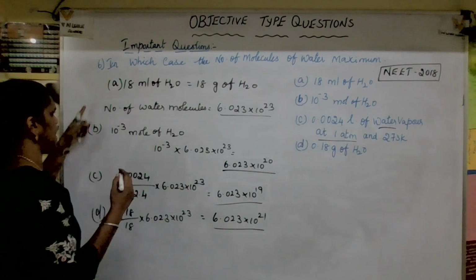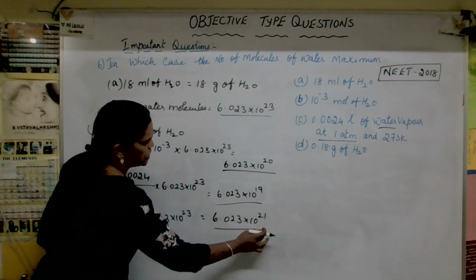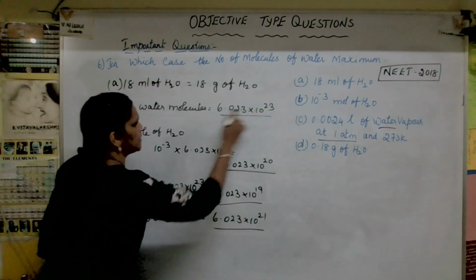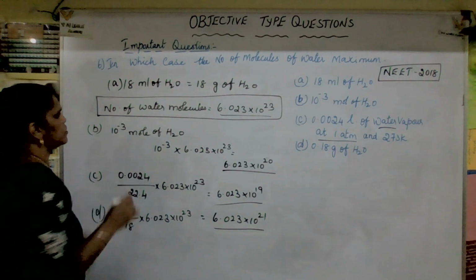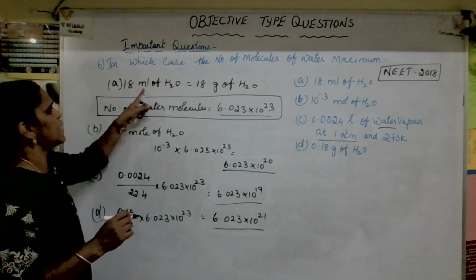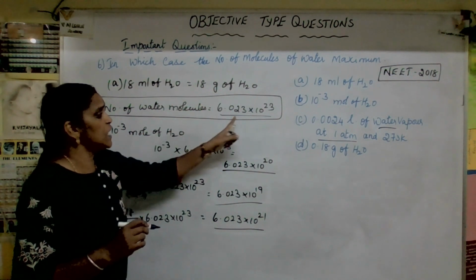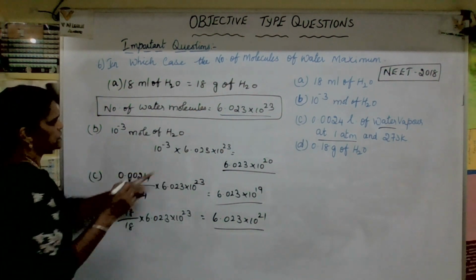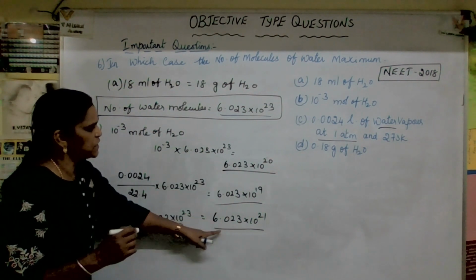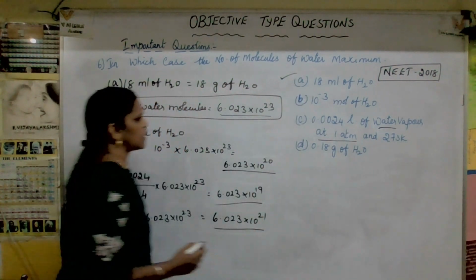Okay, now option A, B, C, D: this is 23, 21, 19, 20 respectively. So 23 is having the maximum number of water molecules. That is option A, 18 ml of water, equivalent to 18 gram of water, which has the highest number of water molecules, whereas these others are 20, 19, 21. Yes, of course. Which is the correct option? This is the correct option.